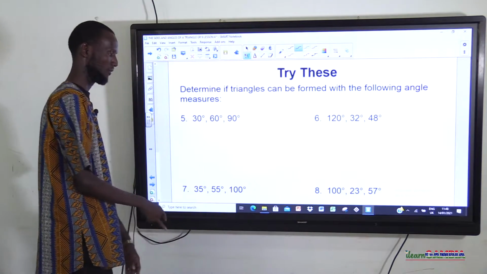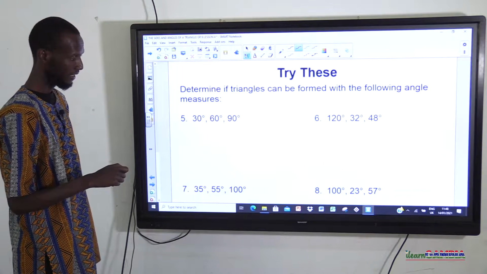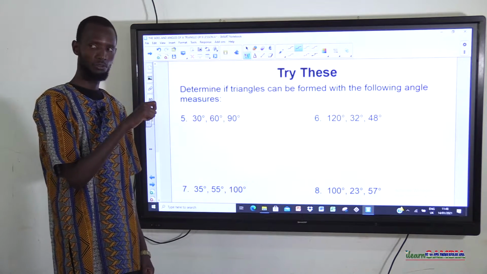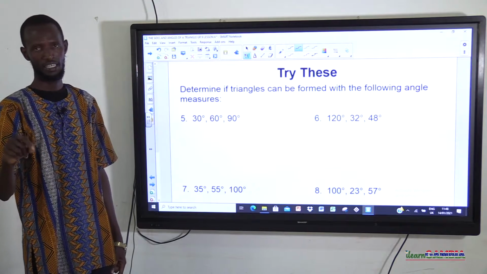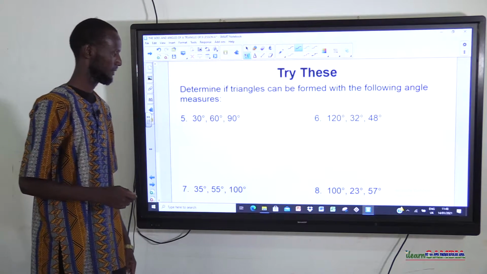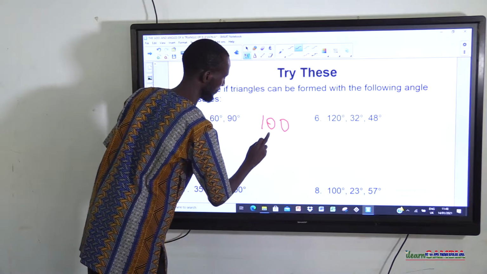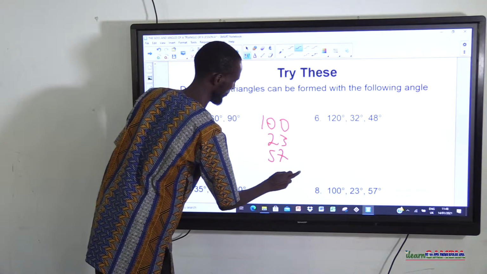And here now we are given 100 degrees, 23 degrees, and 57 degrees. We're going to add them up and see. If we get 180, it's a triangle. If we don't get 180, it's not a triangle, okay? So 100, 23, 57. You add this up.